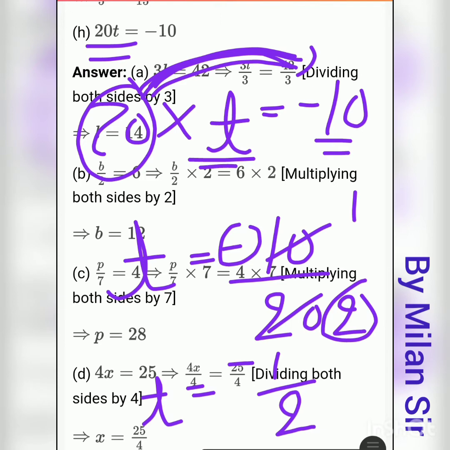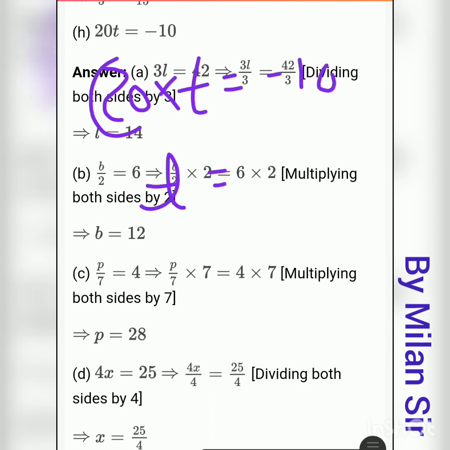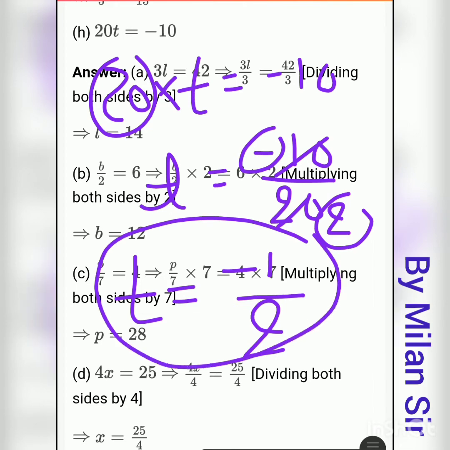Again, 20t, that means 20 multiply t is equals to minus 10. Transfer this 20 to the right hand side, so it goes to the denominator. Now 10 2s are 20, in numerator nothing is remaining, so we need to write 1, denominator 2, sign negative, so t is equals to minus 1 by 2.